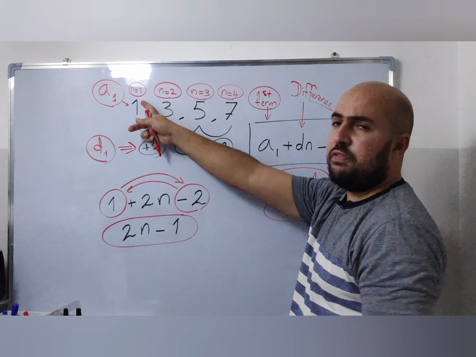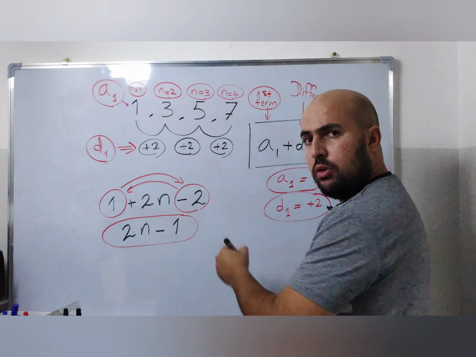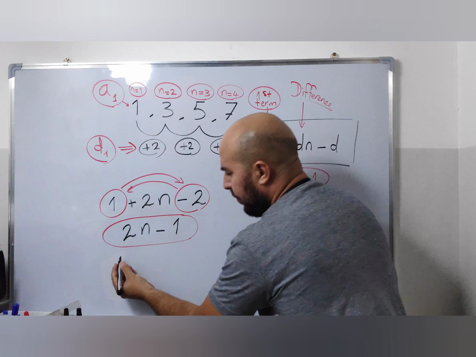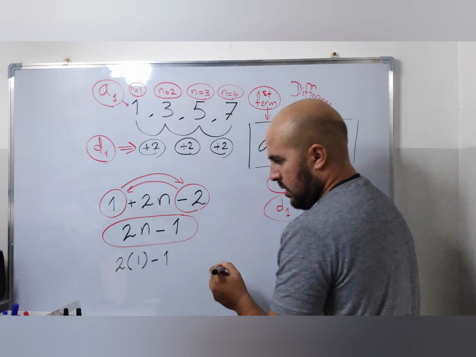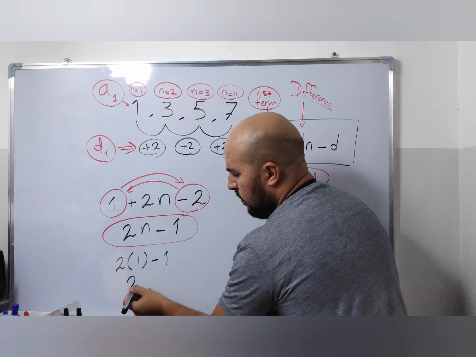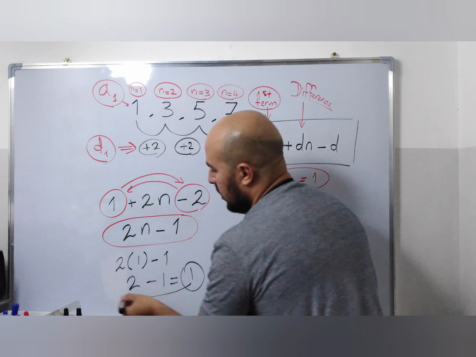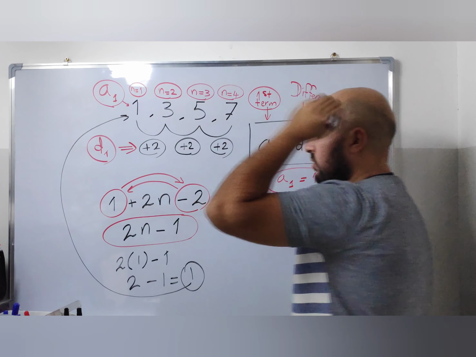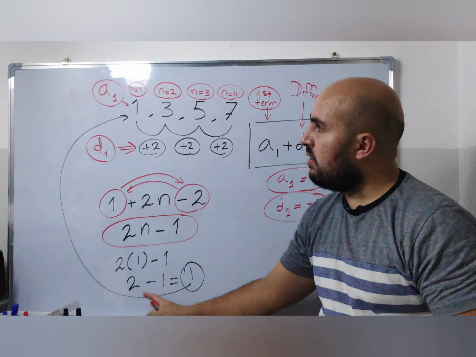Now, I'm going to check the first one first. n equals 1, so I'm going to remove the n and put 1. So it's going to be 2 multiplied by 1 minus 1. So 2 times 1 is 2, minus 1 equals 1, which is the first term. So when I used 1 instead of n, it gave me the first term.